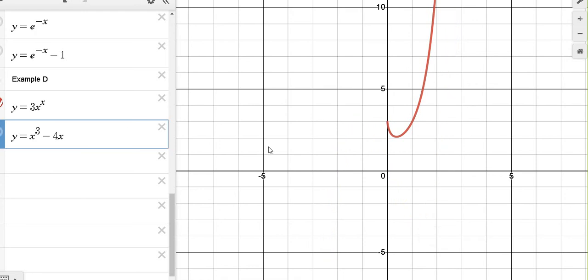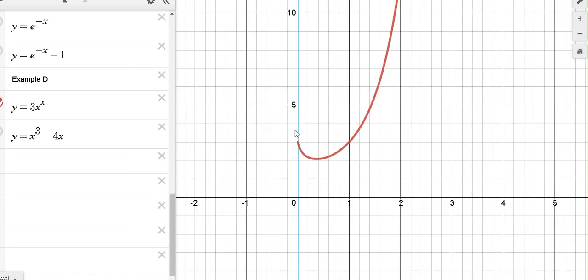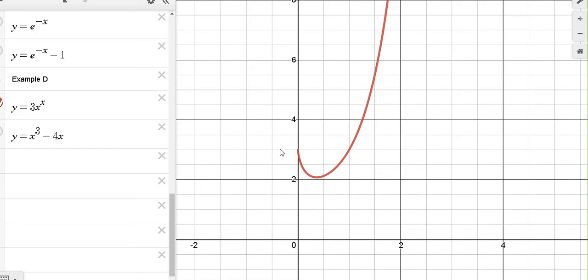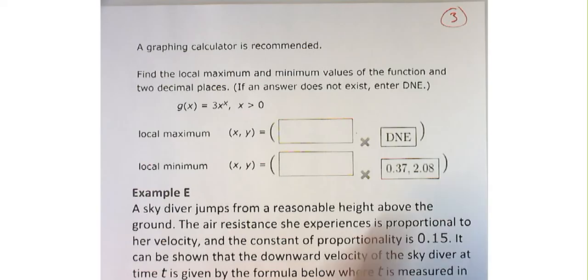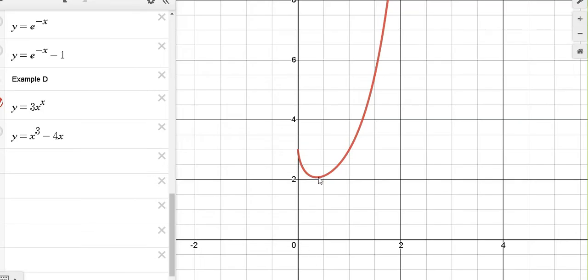Let's look back at this. So what do you think? Is there a local maximum here? I ain't seeing anything. No, it just goes up and up and up and up. So there's no local maximum, so that's a D and E, does not exist. And as far as the local minimum is concerned, bam, right there. You find it that way. So you can also do that on a graphing calculator. It's just a little bit more of a pain. I think I've got some of those how-to videos on a different YouTube playlist if you wanted to look it up.